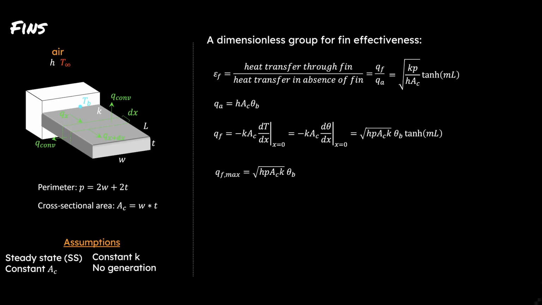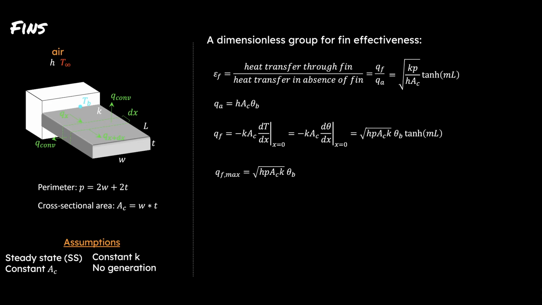The hyperbolic tangent of mL is a function which saturates at 1 for very long fins or for large values of m. This means that the maximum heat transfer through the fin is given by simply setting the hyperbolic tangent equal to 1. So Q sub f max equals the square root of h times p times A sub c times k, all of that times theta sub b.